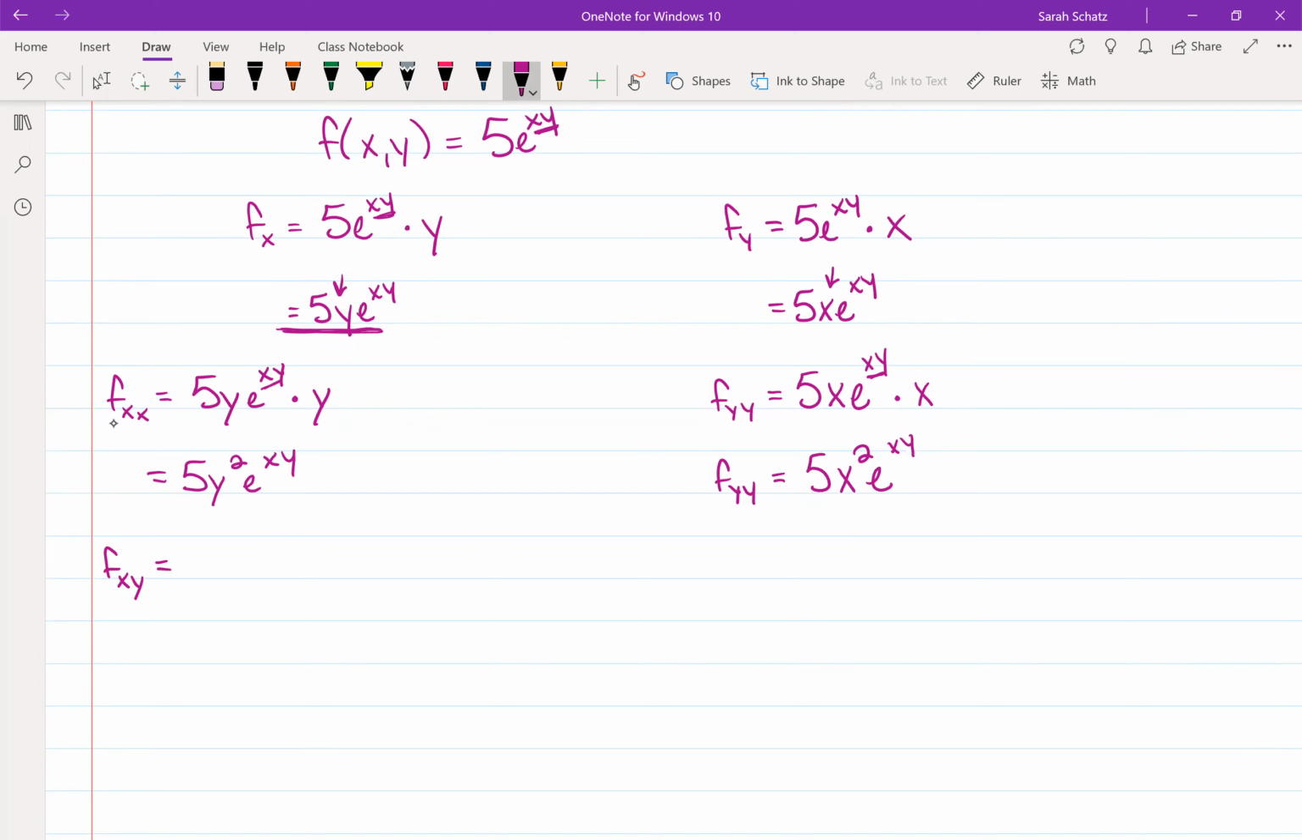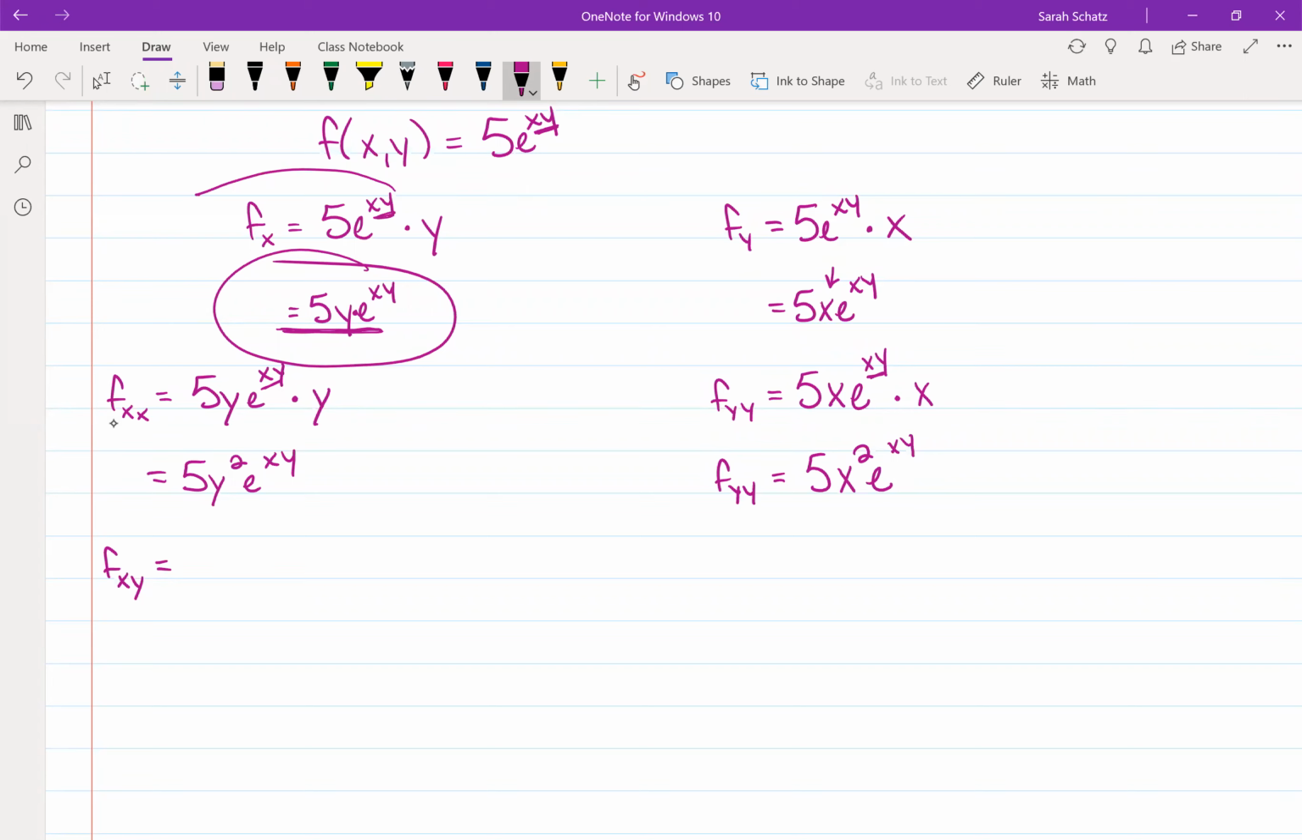So fxy. So remember, let's go from this line, this 5y e to the xy. That's the first order with respect to x. I need to do it again with respect to y. Now, because I'm with respect to y now, this y is no longer just a coefficient. This is the variable I'm using. I can't hold it constant, so this is product rule.